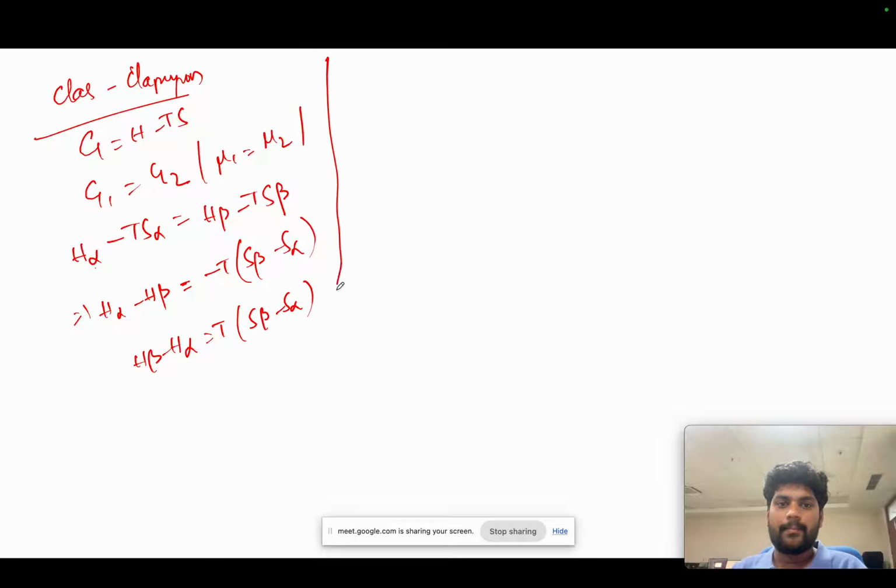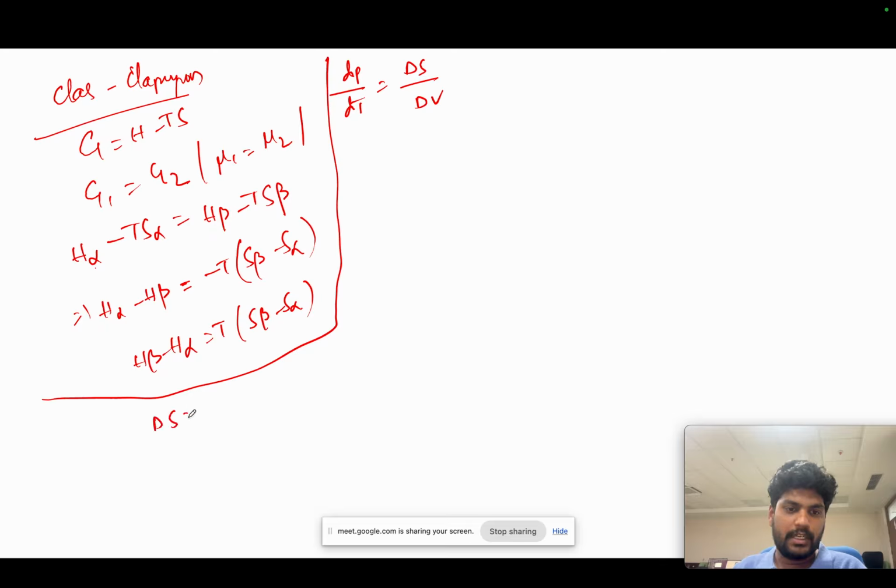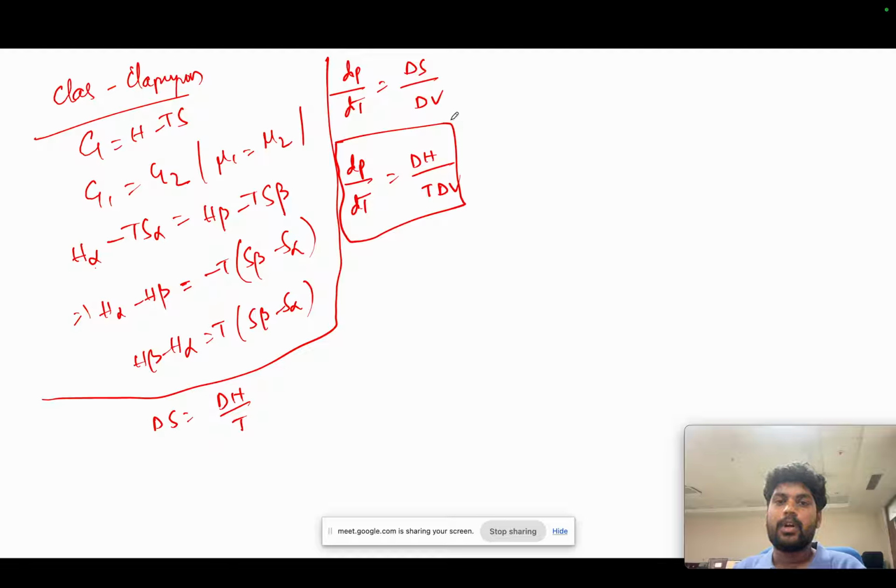From the previous equation we know that dP by dT equals delta S by delta V. Here I am taking delta S as delta H by T. I will put this here, and this is the Clausius-Clapeyron equation which you are seeing. The assumptions carried out by this equation concern delta S and delta V. Any doubt how we get this equation?